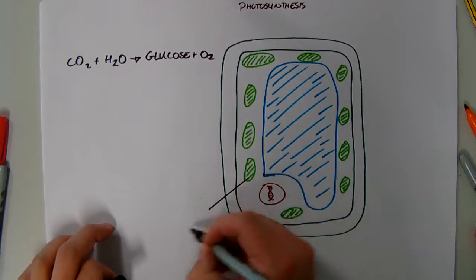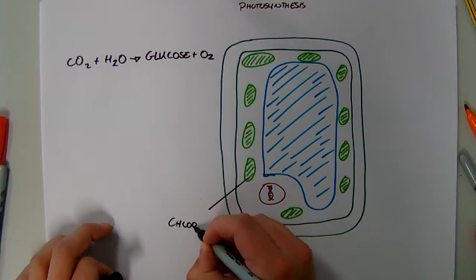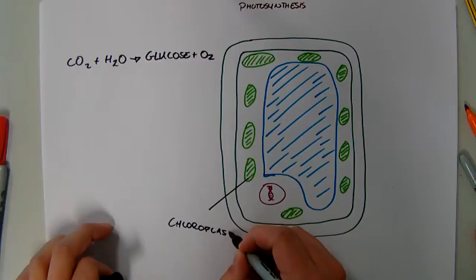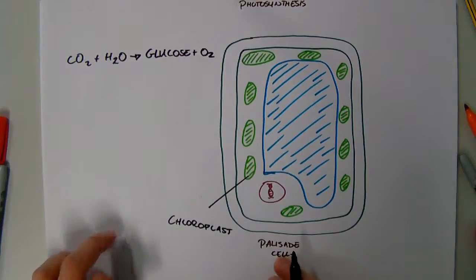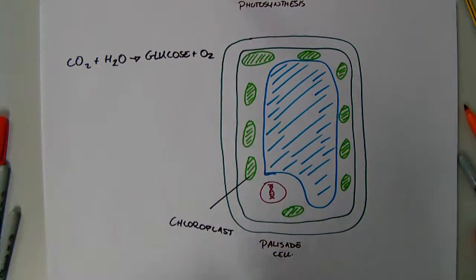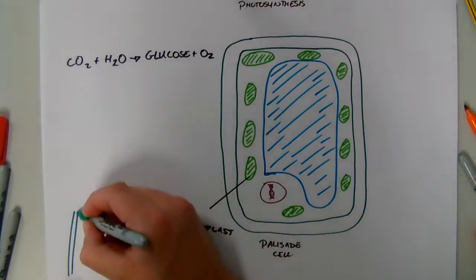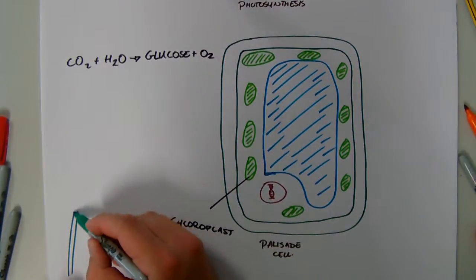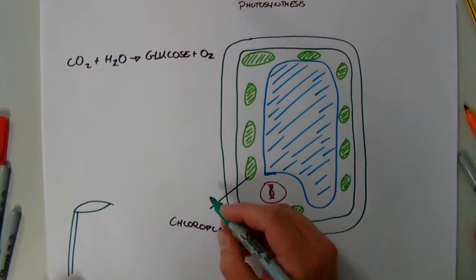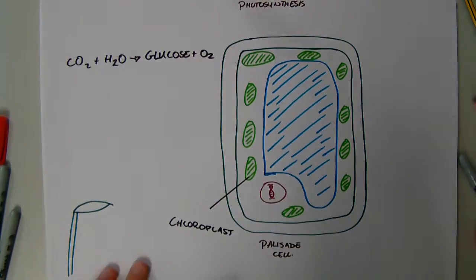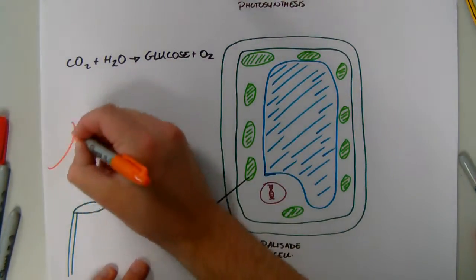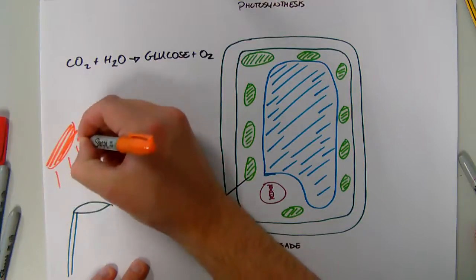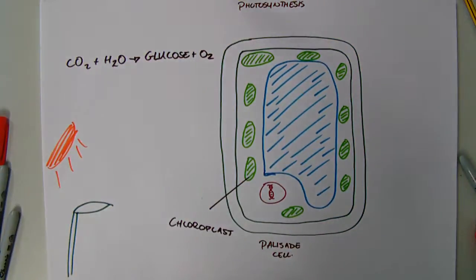So these green things I'm going to call my chloroplasts. And I find the majority of my chloroplasts in the palisade cells. If I was to draw a very, very simple plant, okay, here's my very simple plant, with a very, very simple leaf. All right. My very, very simple leaf is always going to be pointed towards where the sun is, so it can absorb as much light as possible for carrying out photosynthesis.